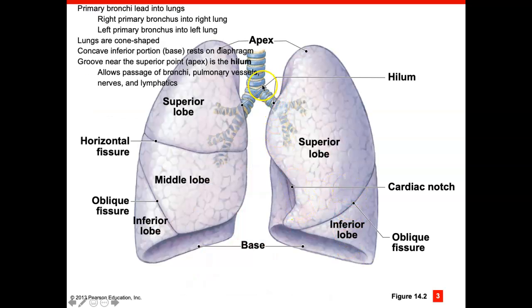So the trachea branches into the bronchus. The left bronchus goes into the left lung, right into the right lung. These lungs are cone-shaped. This at the bottom, this concave inferior portion, is resting right on the diaphragm. There is a groove back on the backside here where the bronchus enters the lung. That's called the hilum. And other blood vessels, nerves, lymphatic capillaries pass through that hilum.